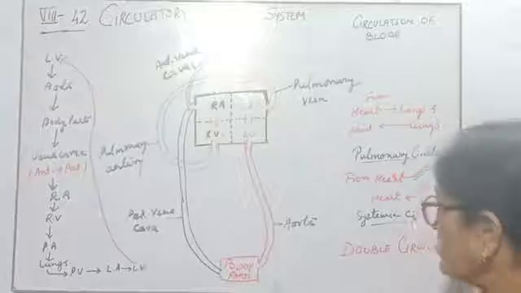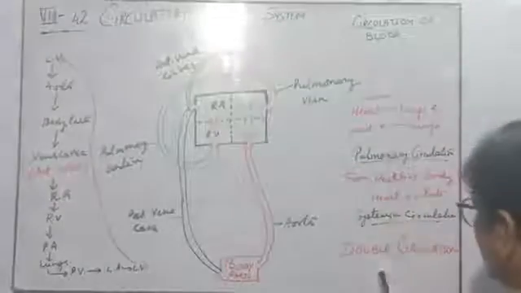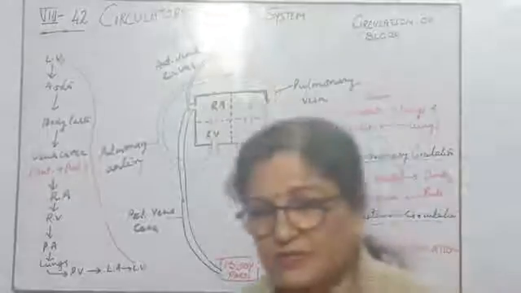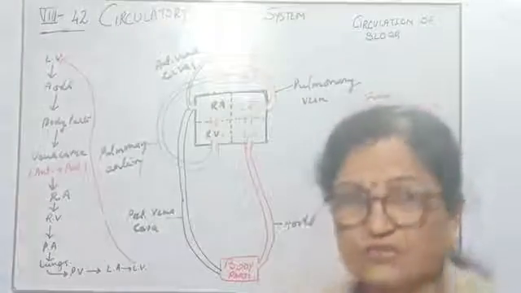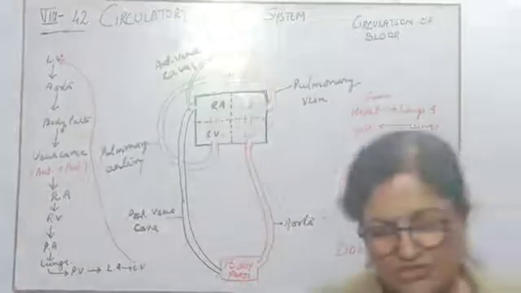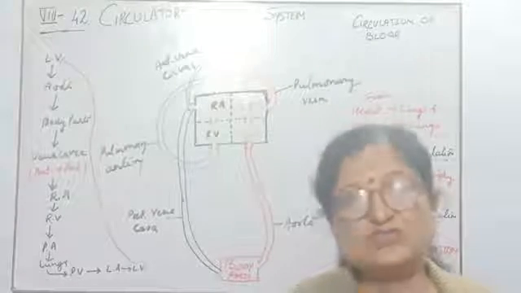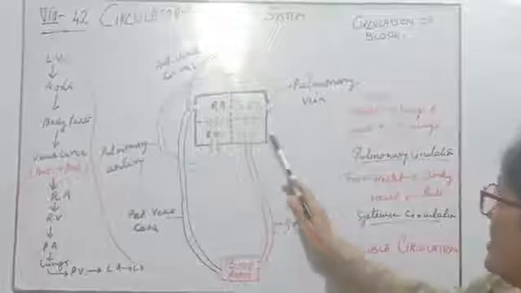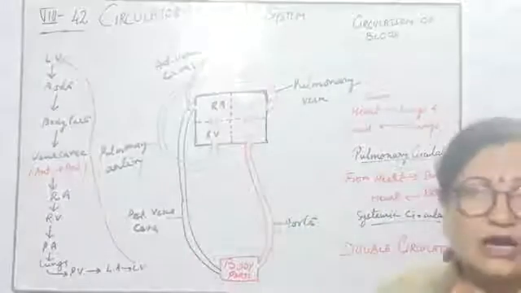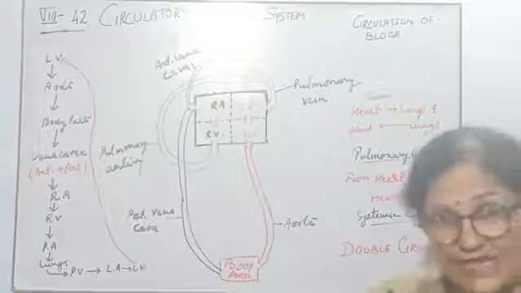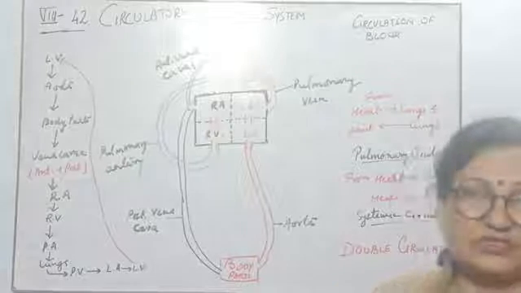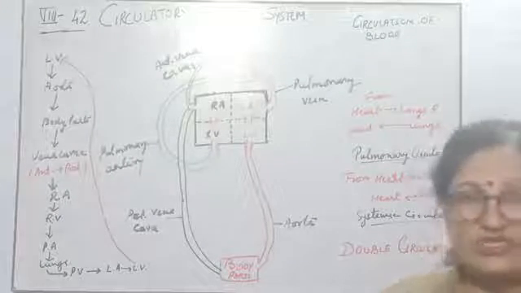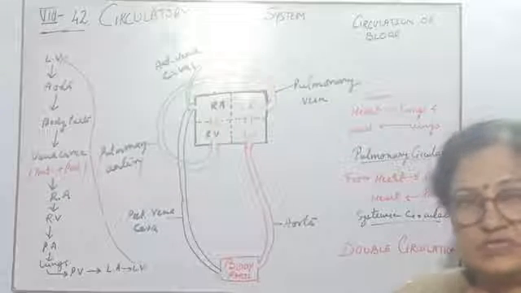Okay children. Now I am telling about the double circulation. As the name suggests children, double means twice. Blood goes to the heart twice in one complete circulation. That's why human circulation is named as double circulation.